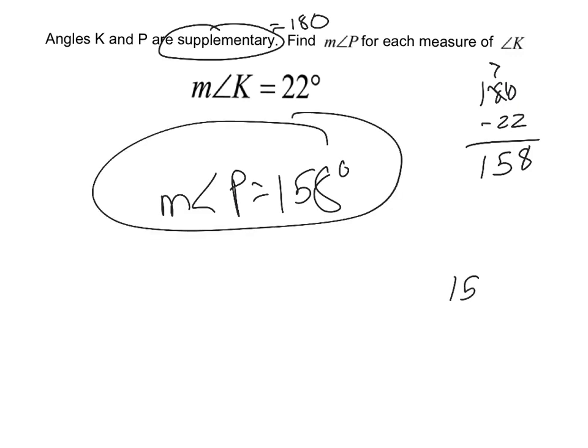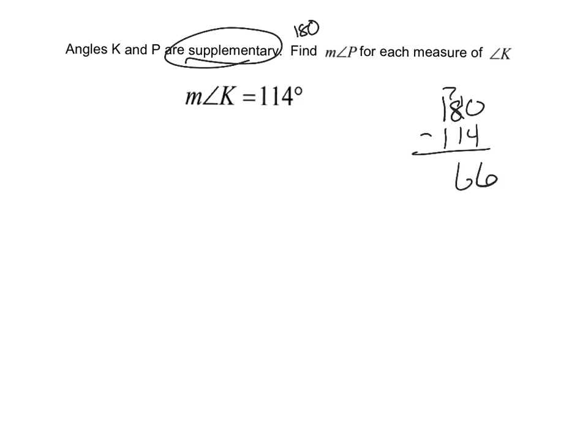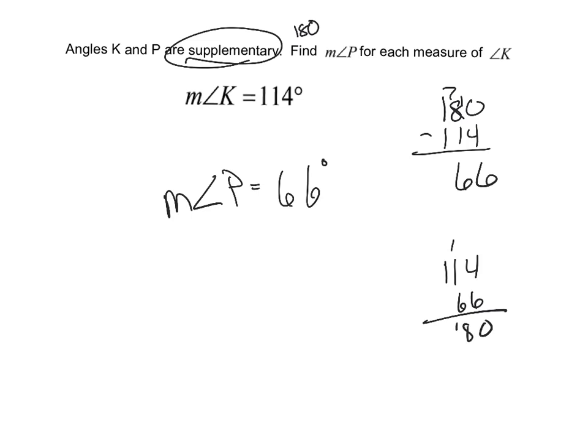I'm going to double check it by adding them together. 8, 9, 10, 5, 6, 7, 8, 180. So I just double checked it to make sure it was right. I didn't make a silly error like I do all the time. Okay, let's see here. They're supplementary, so I know they're going to add to 180. So hit pause and you try and do it. Okay, measure of angle P equals 66 degrees. I'm going to check it real quick. Okay, it checks because they added up to 180 degrees.